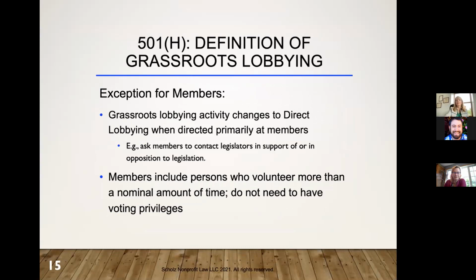Oh, yes. So members do include persons who volunteer more than a nominal amount and don't need to have voting privileges. I'm just going to give a wishy-washy answer there. I do know it's more than just whether they have voting privileges. It is probably not just your donors. It would have to be something more than that.